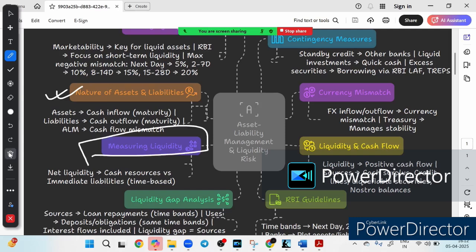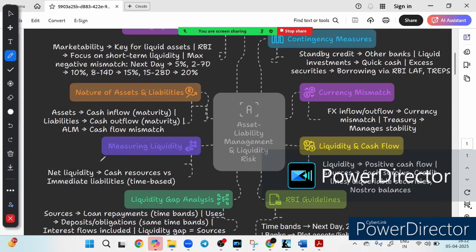How do we measure the liquidity? Let's see. The key question: does the bank always have enough cash to cover its immediate liability? The answer is the net liquidity. Net liquidity decides that. It means the cash resource versus short term obligation.